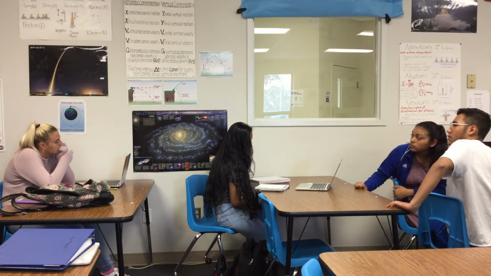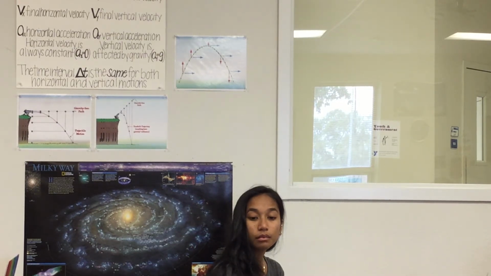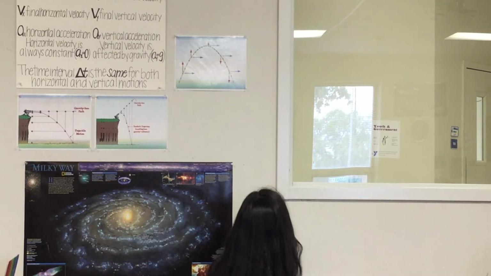All right, so repeat after me. Horizontal velocity is always the same. All right, so that's a constant velocity situation. Just distance equals rate times time. What do y'all notice about the red arrows? They change. They change, yeah.